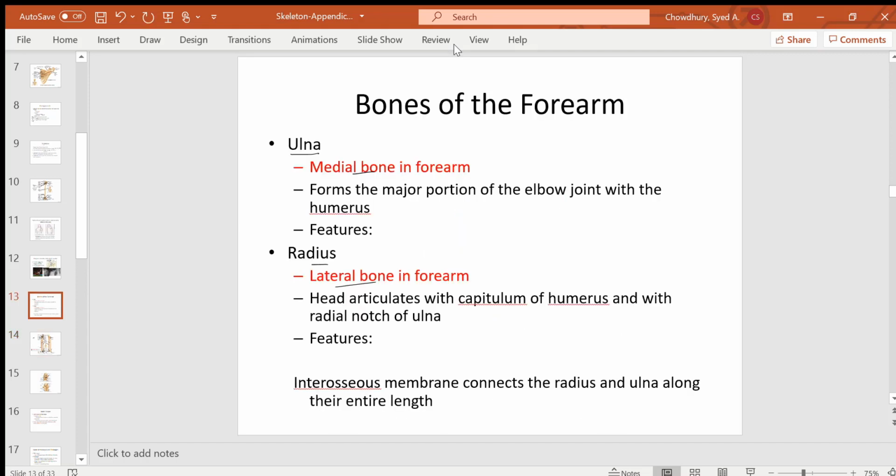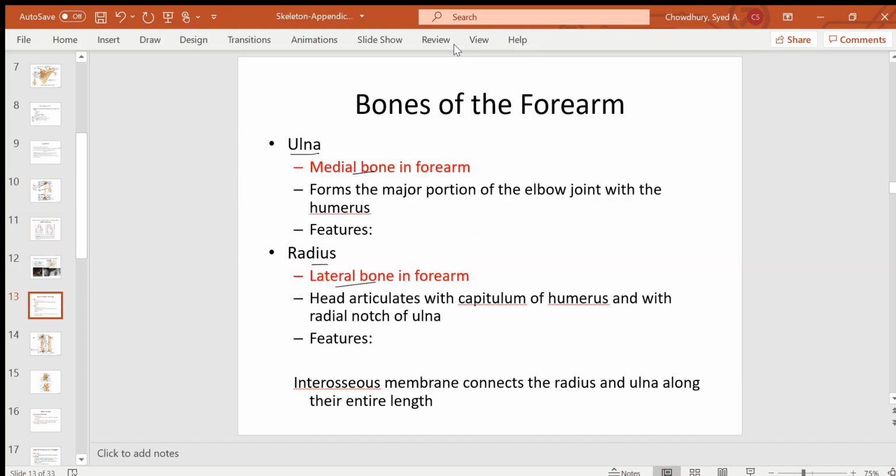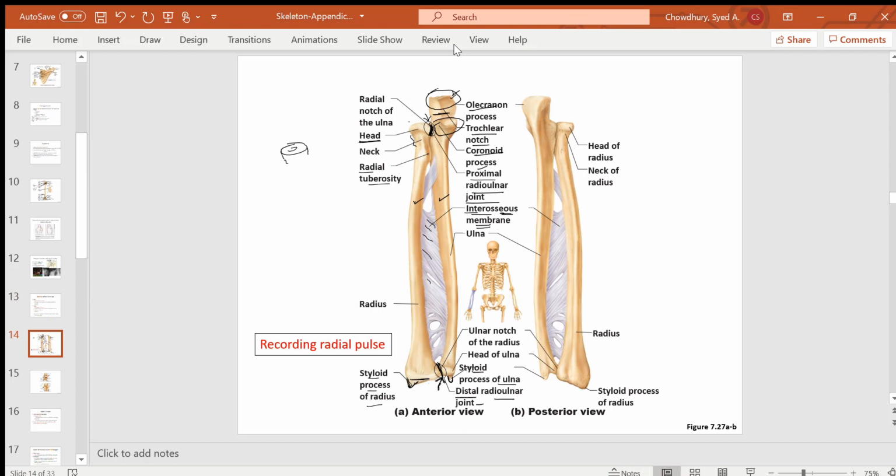If you go back here, you see this is the trochlea. So that notch is for this trochlea, perfectly fits into it. So that's why it is called the trochlear notch. So those are the things at the upper end.